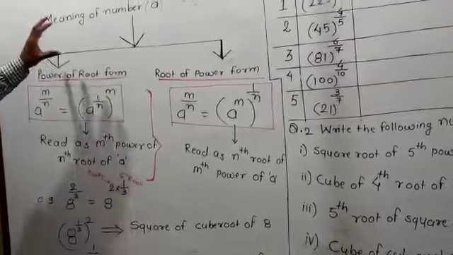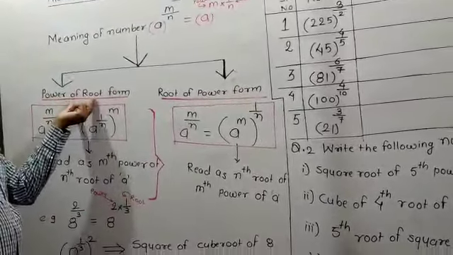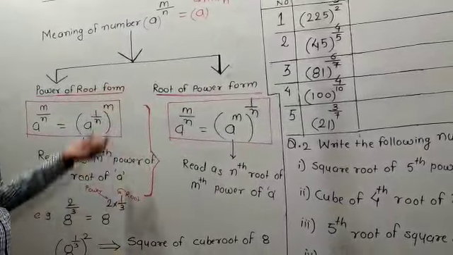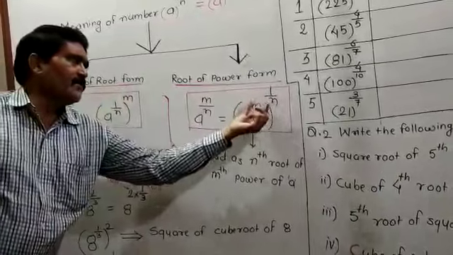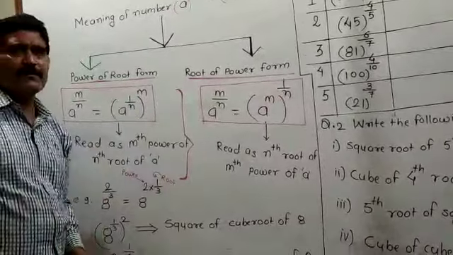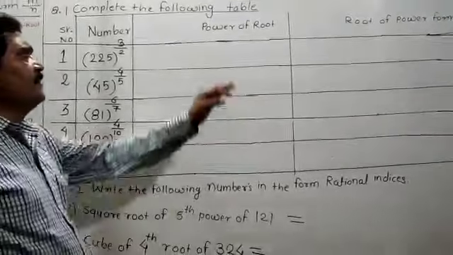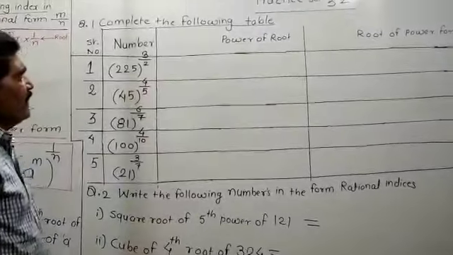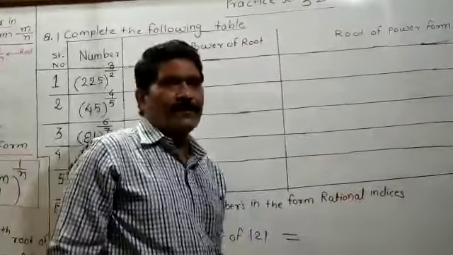Everybody understand? This a raised to m upon n type is divided into the form power of root and root of power. This is the power, this one is the root; this one is the root, this one is the power. This is root of power, this is power of root. Everybody understand? Then you have to start with the exercise. Practice set 3.2. You have to write this number in the form power of root and root of power.